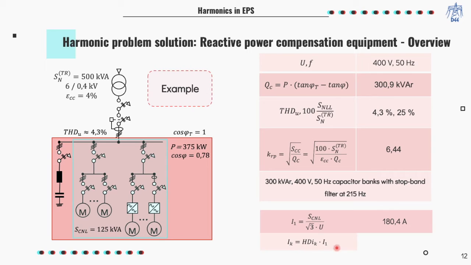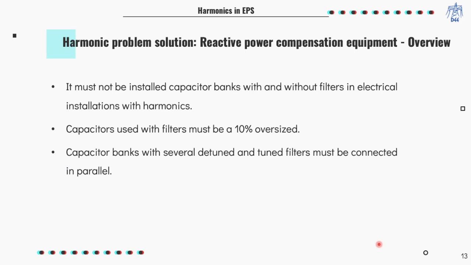The following final recommendations should be taken into account when deciding whether capacitor banks are installed in polluted electrical installations. Capacitor banks with and without filters in electrical installations with harmonics must not be installed. Also, capacitors used with filters must be 10% oversized. And capacitor banks with several detuned and tuned filters must be connected in parallel.